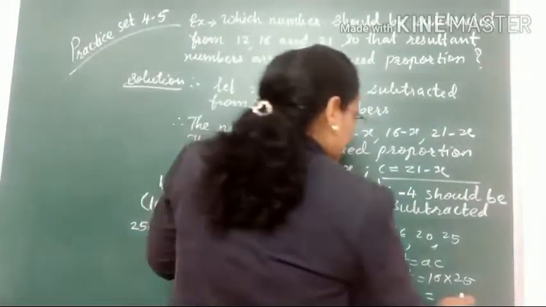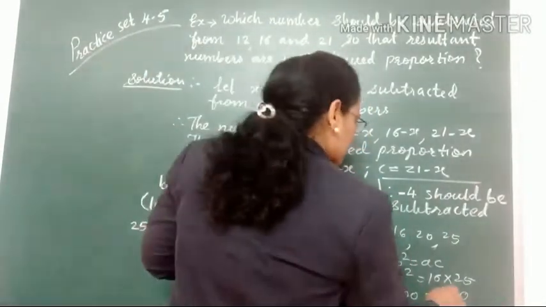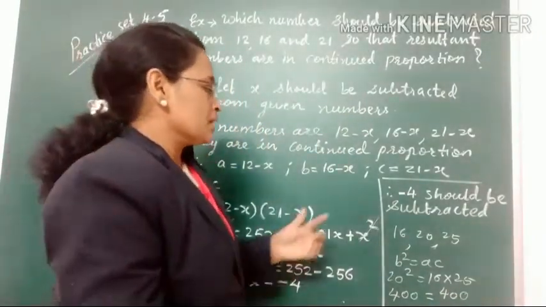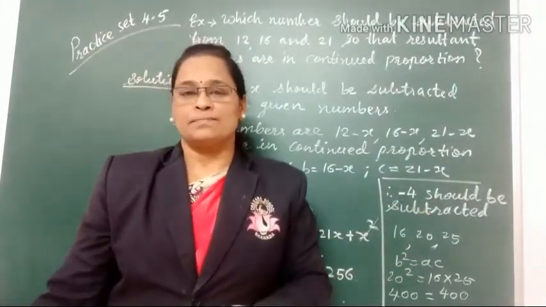16 into 5, that is 80. 16 into 2 is 32, and 32 and 8 is 40. So here we get LHS is equal to RHS. Means these three numbers are in continued proportion. Means our answer is correct.